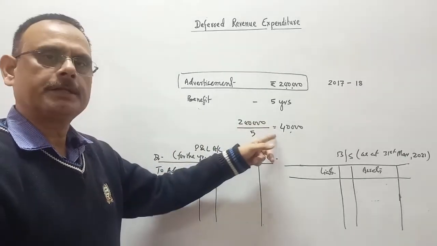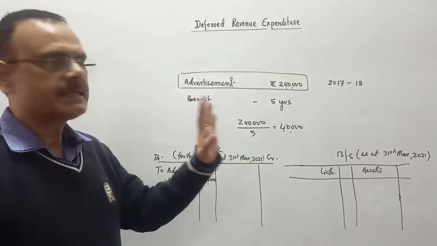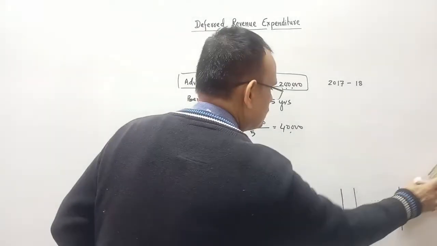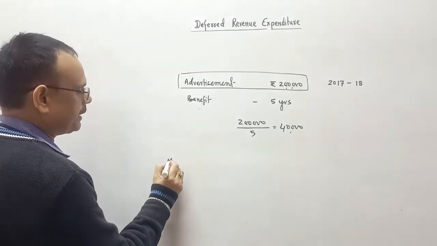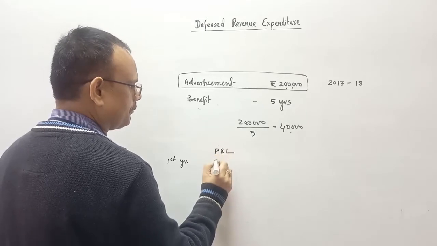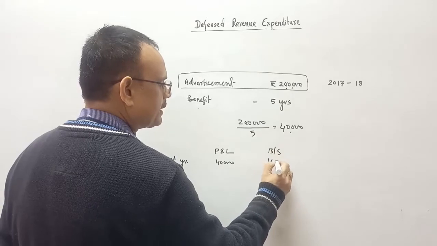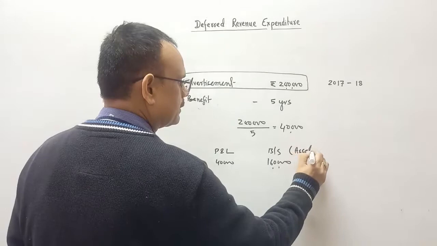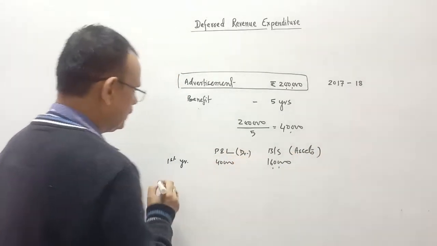First year, 40,000 in the profit and loss account debit side. In the balance sheet, first year, profit and loss account 40,000, and on the balance sheet asset side we will reflect 1,60,000. Okay, profit and loss account, which side? Debit side.